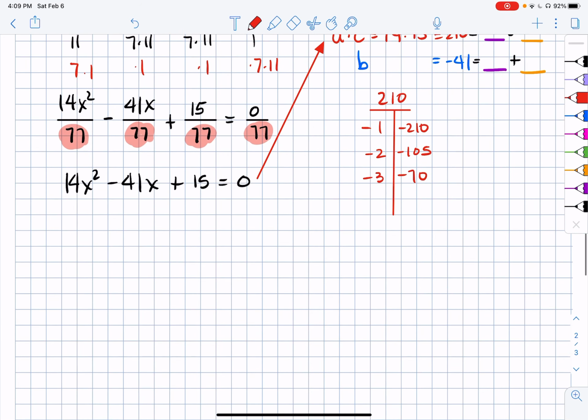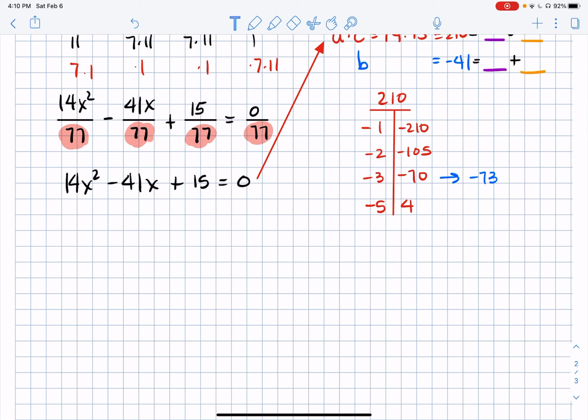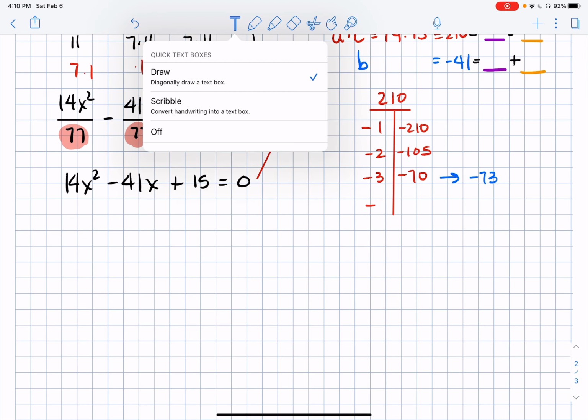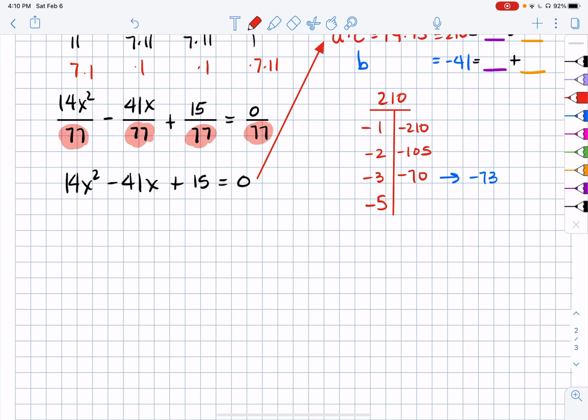Okay, so as you notice, when I add these two together, I'm going to get negative 73. So I'm really far away. Let me see here. Let's try negative 5. So let me get my calculator out. 210 divided by 5 gives negative 5 and 42. When I add those two together, I get negative 47.